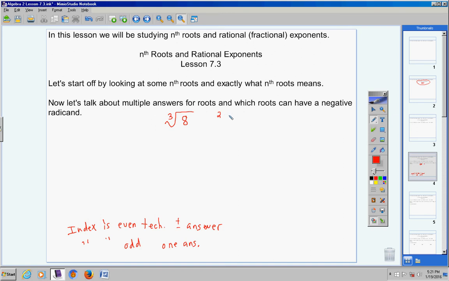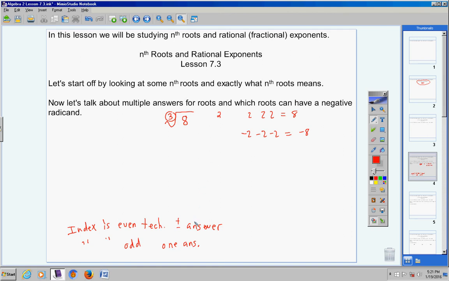Here's why. 2 times 2 times 2 equals 8, but negative 2 times negative 2 times negative 2 equals negative 8. Think about it. Negative times a negative is positive, times a negative is negative. So whenever your index is odd, you do not have a positive and a negative answer. You only have one answer.